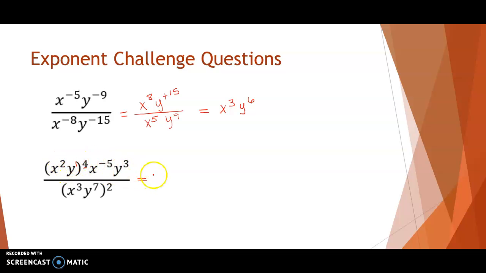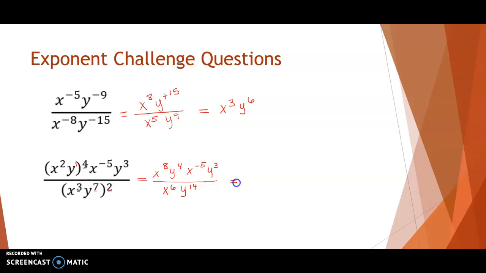So 4 times 2 would give me x to the 8th power. 4 times 1 would give me y to the 4th power. And I still have here an x to the negative 5 and a y to the 3rd power. So looking to work with my denominator, again I have exponents inside and outside the parentheses, and as we reviewed above, we're going to multiply them. So 3 times 2, I would get x to the 6th power, and 7 times 2, y to the 14th power.